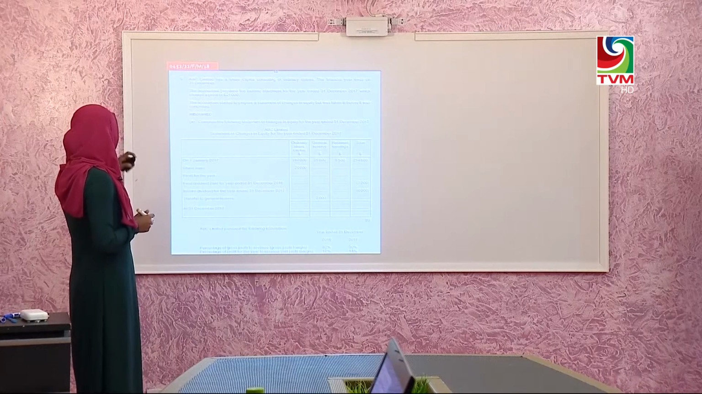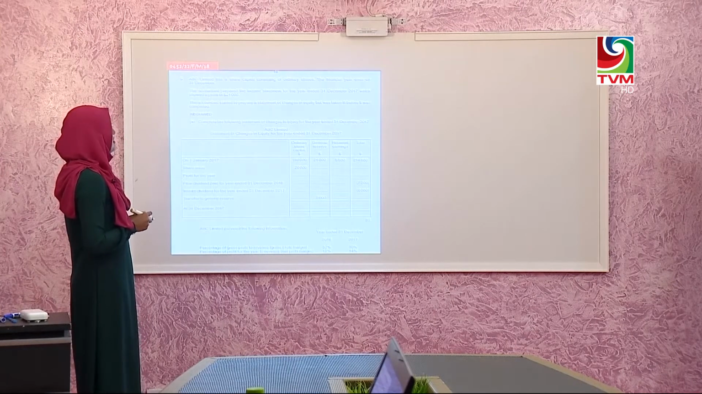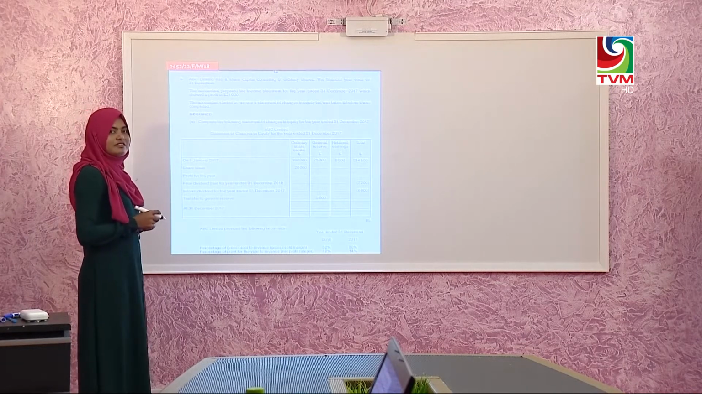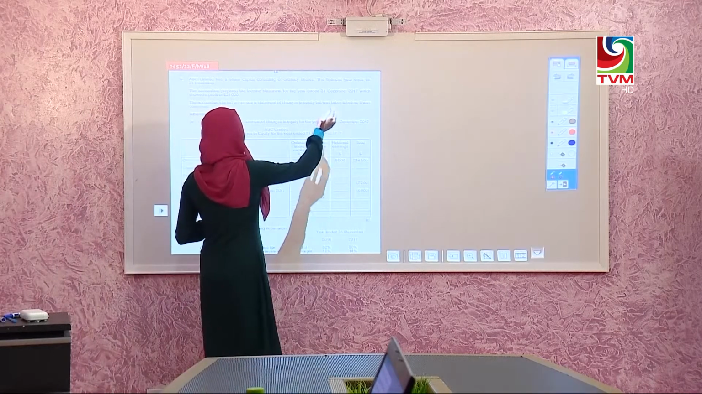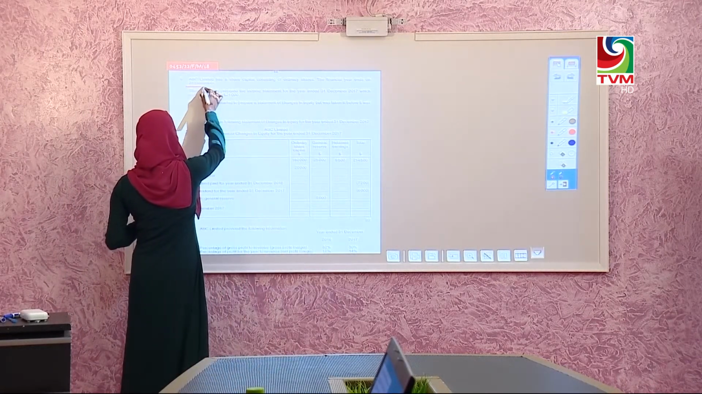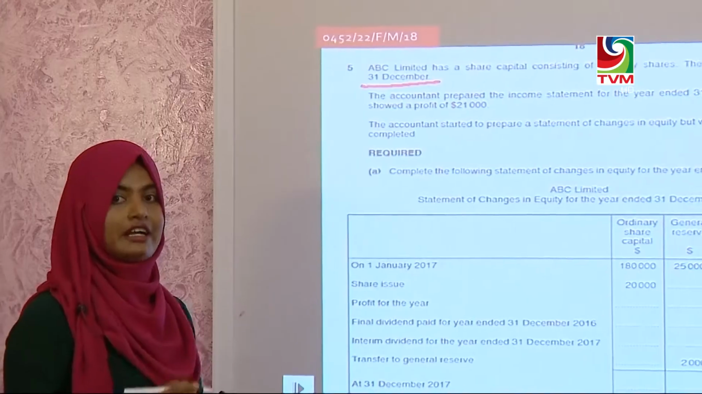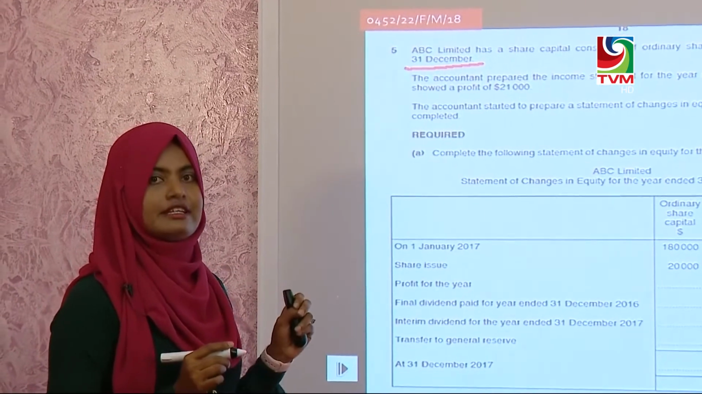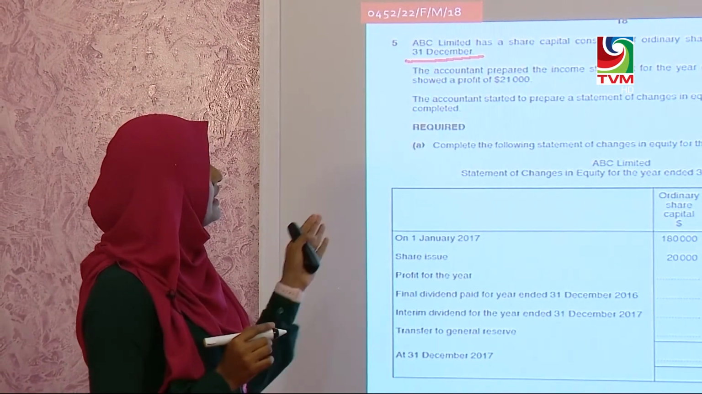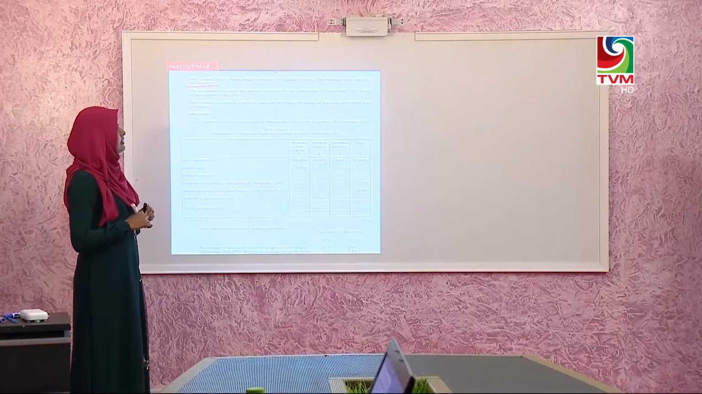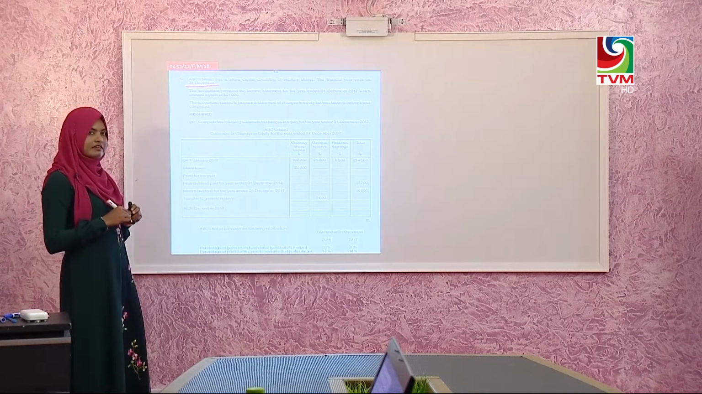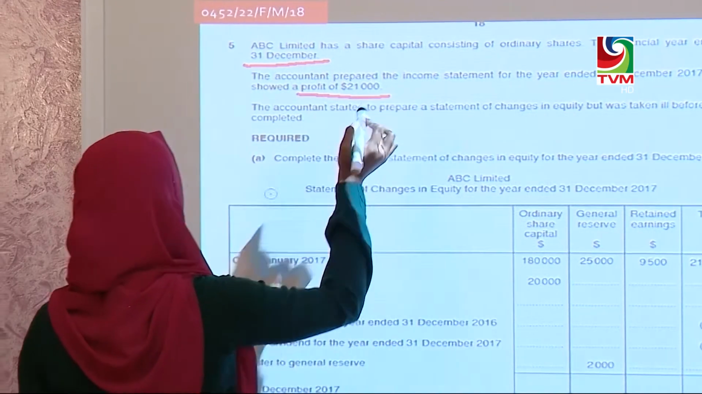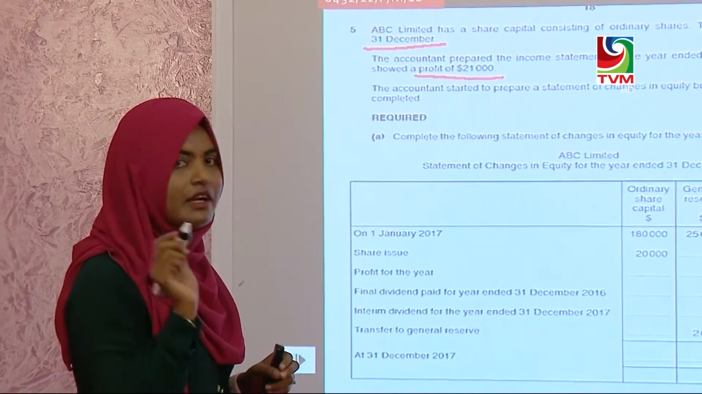So in this question, ABC Limited has a share capital consisting of ordinary shares, and the financial year ends on 31st December. So this is also a very important point to remember here. You need to identify your financial accounting year. So in this question, the financial year ends on 31st December. Then the accountant had prepared the income statement for the year ended 31st December 2017, which showed a profit of 21,000. You need to underline all the important points given in the question.